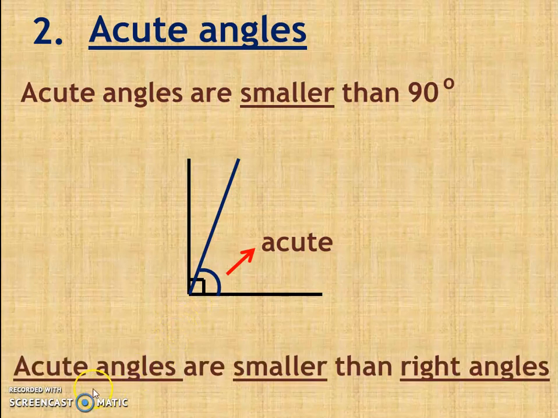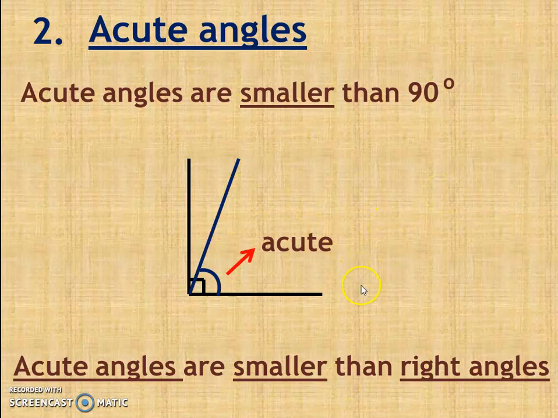So we can say acute angles are smaller than a right angle. For example, if the angle is 80 degrees, 79 degrees, even 89 degrees, etc., it's called an acute angle. Smaller than 90 degrees is called acute angles.